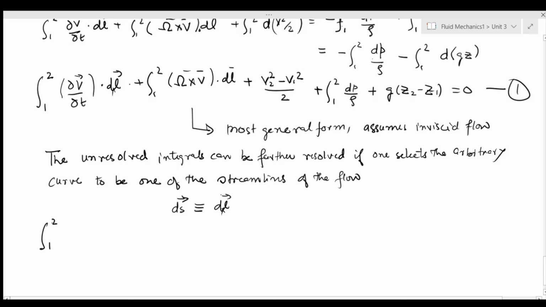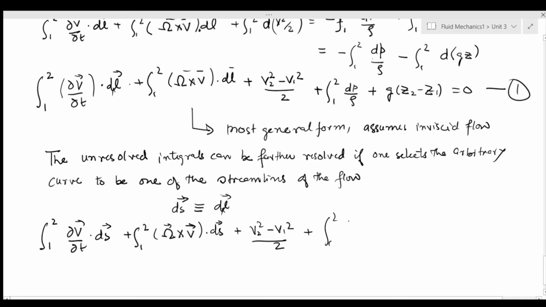Now, what do you know about a streamline? Just for a moment, I would like you to think about it, and then you would see how we would use it. So the integral of del V by del t dot ds, plus integral from 1 to 2 of omega, which is my vorticity, cross V dot ds, plus V2 square minus V1 square by 2, plus integral from 1 to 2 of dp by rho, plus g (z2 minus z1). This is equal to 0.